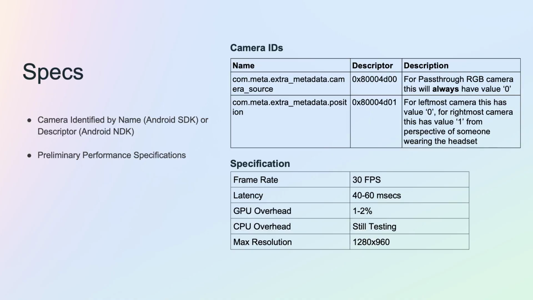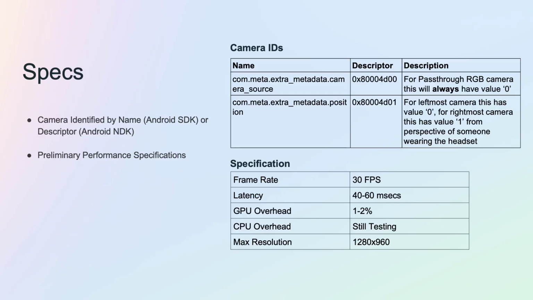If you're using the Android SDK, you would identify it by name, and that's in the first column on the left, or in the descriptor of the Android NDK, and that's in the center column. So it's really easy to identify. A few things about the specification.